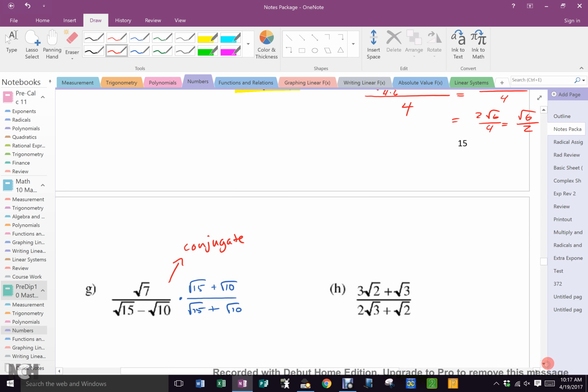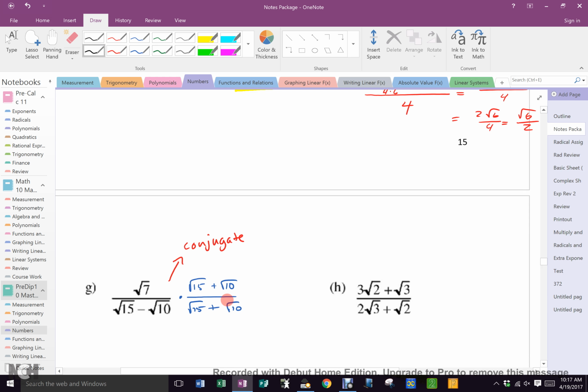So you guys are smart kids. You know that the middle terms are going to drop out, right? So if I worked this all the way out, I would have root 15 times root 15, which is 15, yes? Plus root 150, minus root 150, minus 10, yes? What's going to happen to this plus 150 and minus 150? It's going to cancel out.